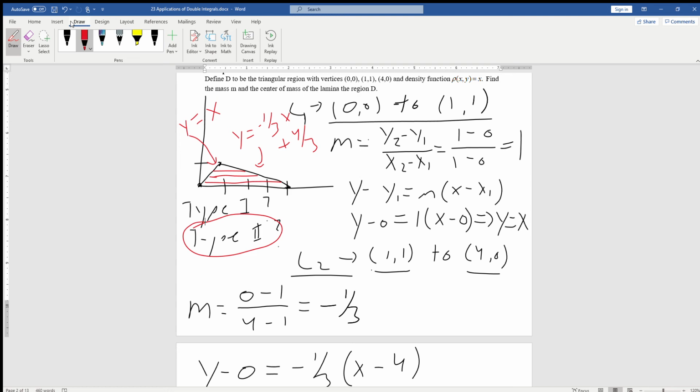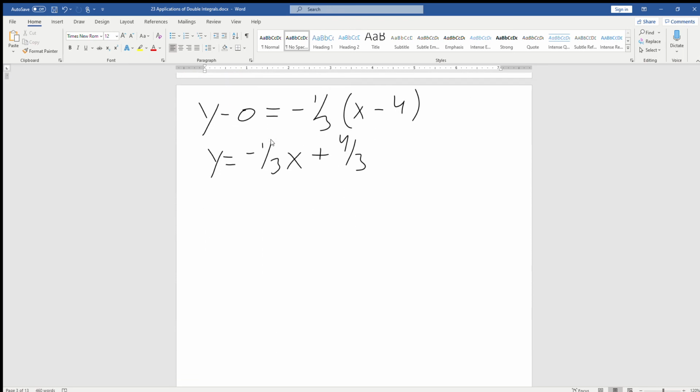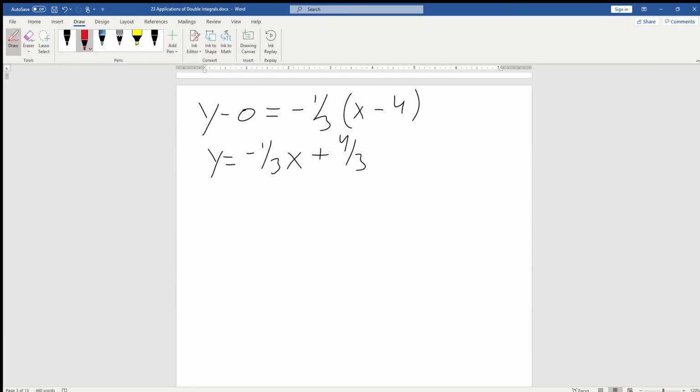Unfortunately, that doesn't help us too much because if we want to do this as a type 2 integral, we need to get the bounds in terms of x because we're going from left to right first. So we know y equals x is already in terms of x. So I'm just going to solve the equation that we just got for x. I'm going to multiply by 3. So 3y is going to be equal to negative x plus 4. I'm going to subtract 4 from both sides. 3y minus 4 equals negative x. And then I'm just going to divide by negative 1. So 4 minus 3y is going to be equal to x.